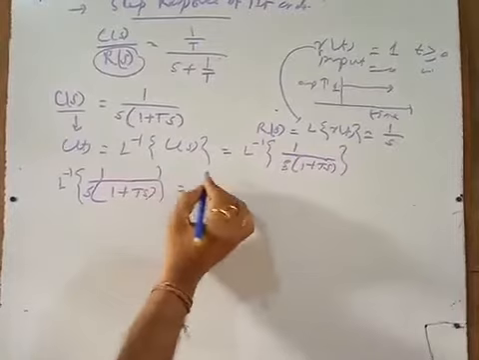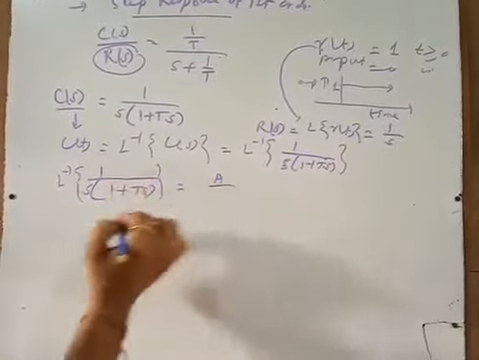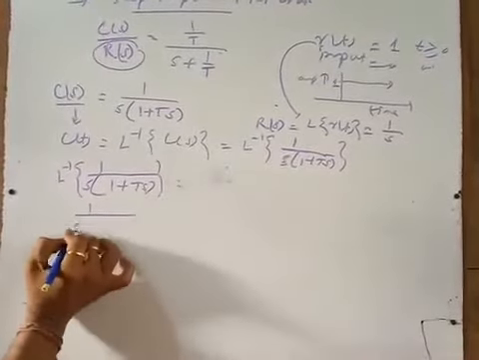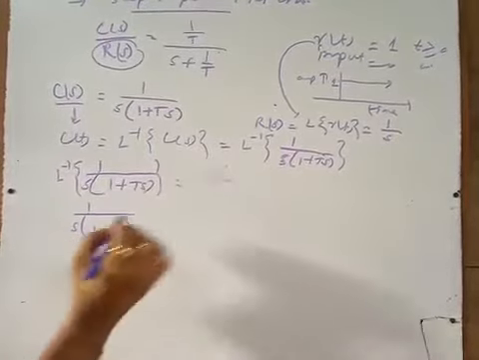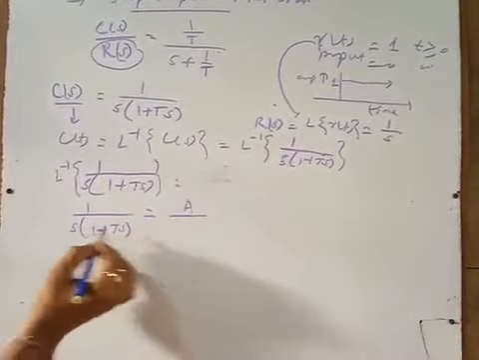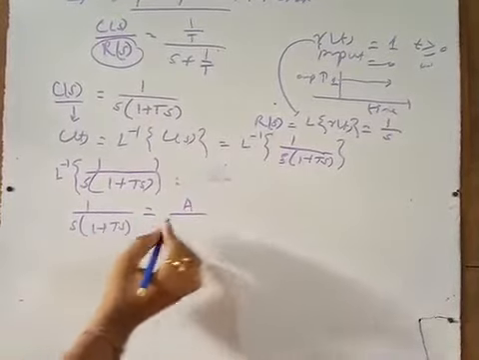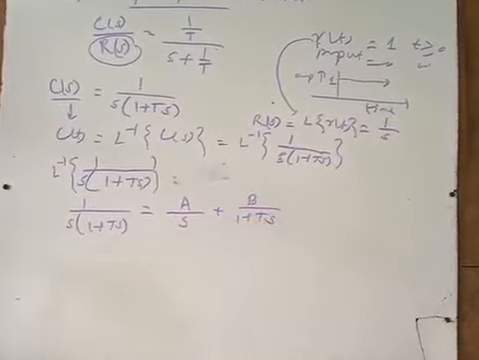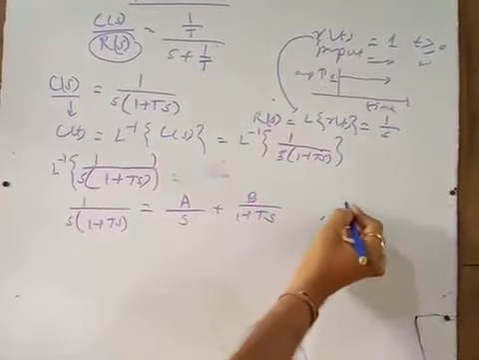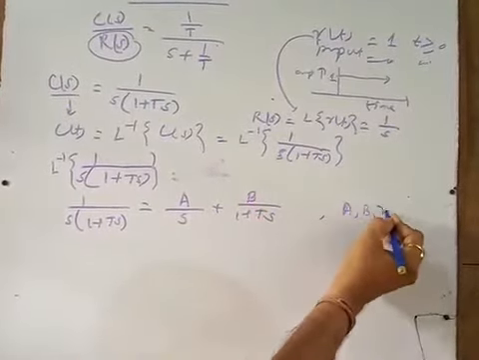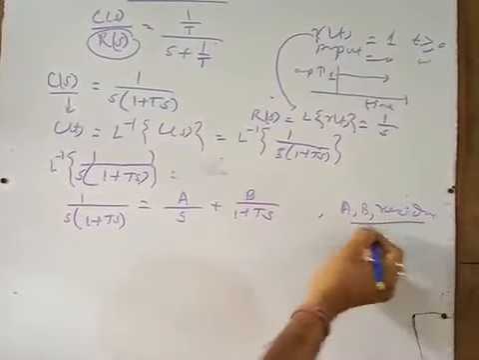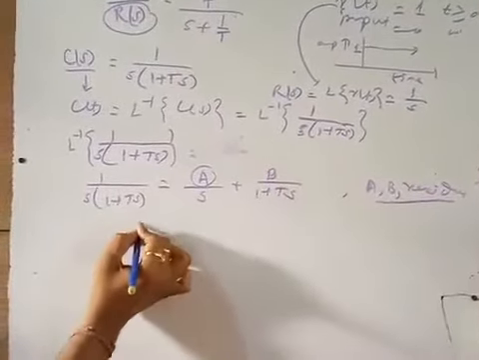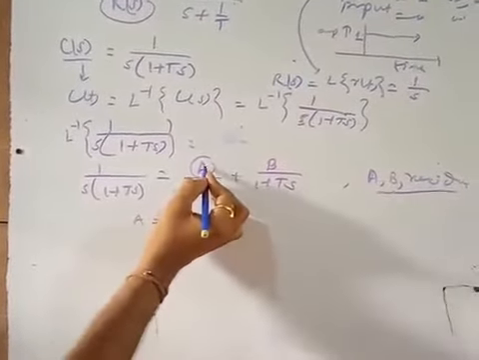In order to get the Laplace inverse, first of all you have to write the function in terms of 1 plus Ts. Since there are two factors in the denominator, s and 1 plus Ts, you can write it as A by s plus B by 1 plus Ts. So A and B are known as residues, and we have to calculate the residues. How to get the residues? To get the residue A, what do you have to do?